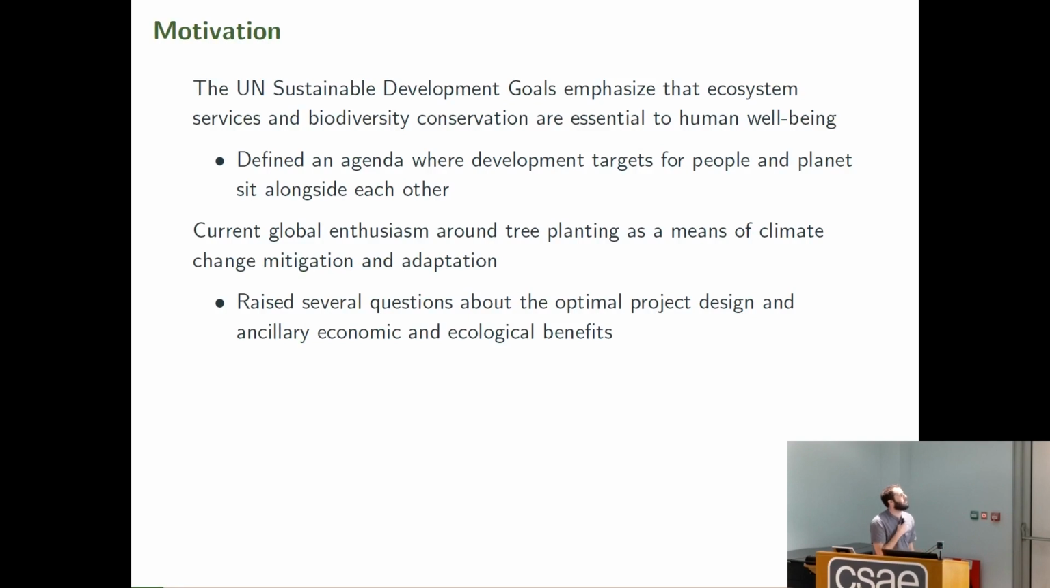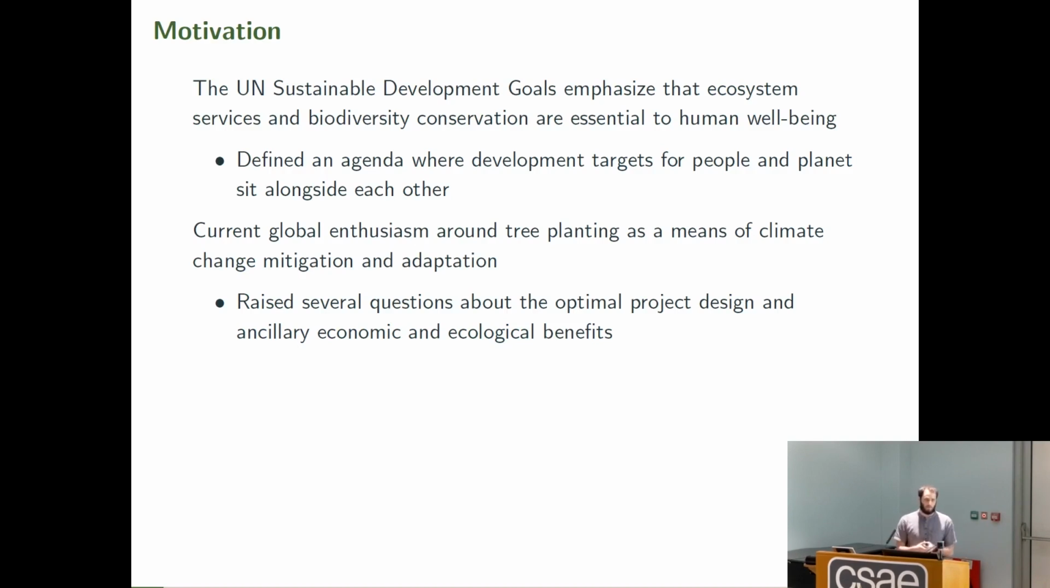So what we're going to think about in this paper is whether tree planting can be used as a form of poverty alleviation. This is coming from the UN Sustainable Development Goals that emphasize ecosystem services and biodiversity conservation as essential for human well-being, and they're defining this agenda where development targets for people and planet can sit alongside each other.